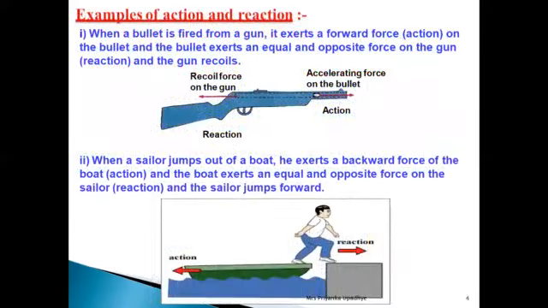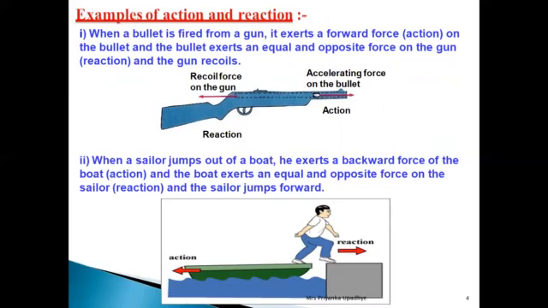Okay, so we will go through some of the examples. The first example is, when a bullet is fired from a gun, it exerts a forward force on the bullet, and the bullet exerts an equal and opposite force on the gun and the gun recoils.